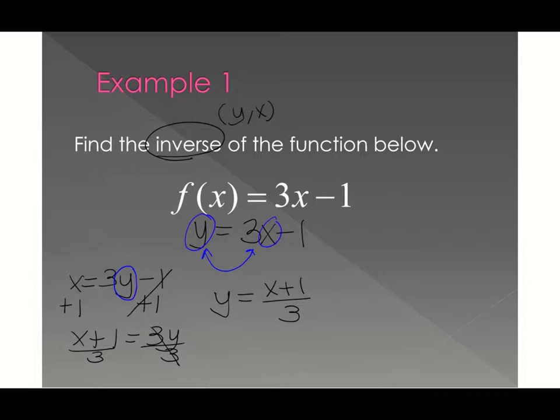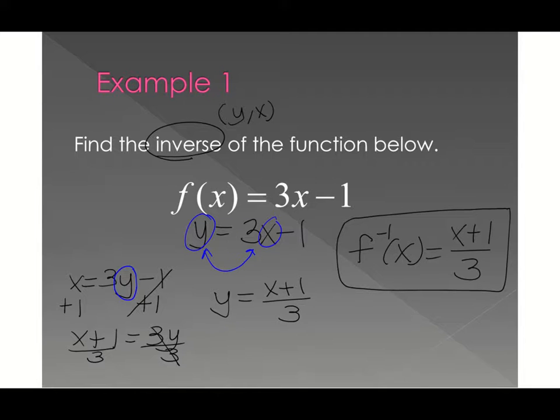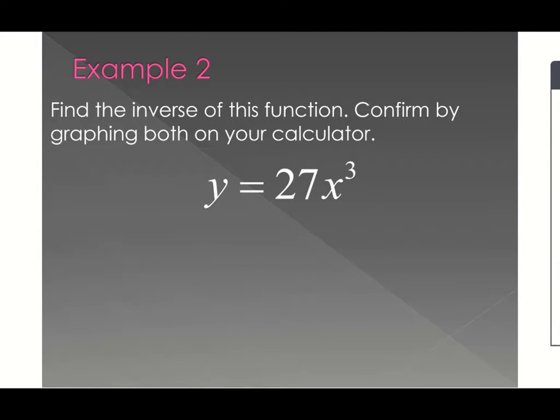So if I started off with f of x equals 3x minus 1, and I switched my x and y coordinate, now I have the equation of my inverse. So my inverse is going to be x plus 1 divided by 3. So you can see we're switching x and y and then solving for y to get the equation of our inverse.